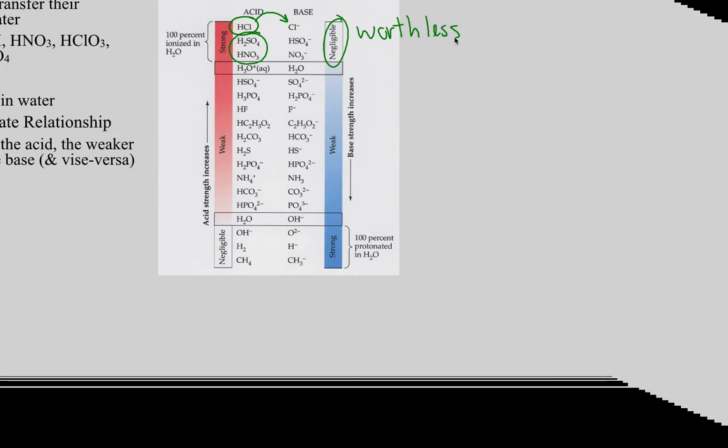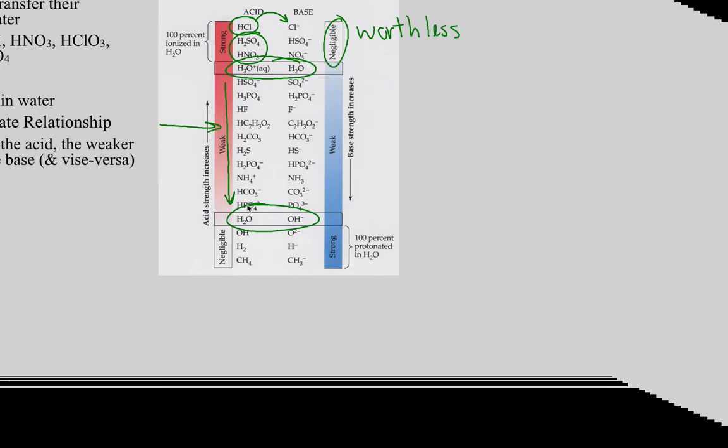But then notice what happens as we move down this list. We get into the weak acids. They don't completely ionize. And as this happens, as the acid gets weaker, the conjugate base actually gets stronger. But then, did you notice this? There's our 0 points.